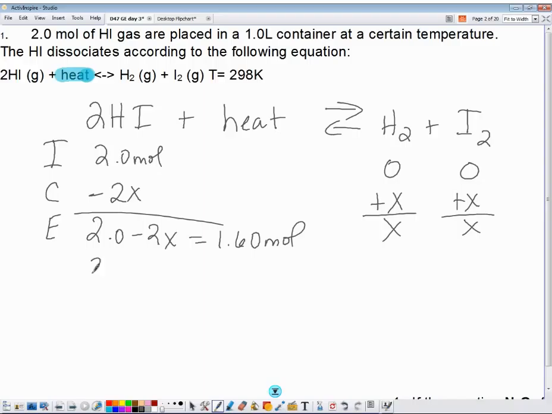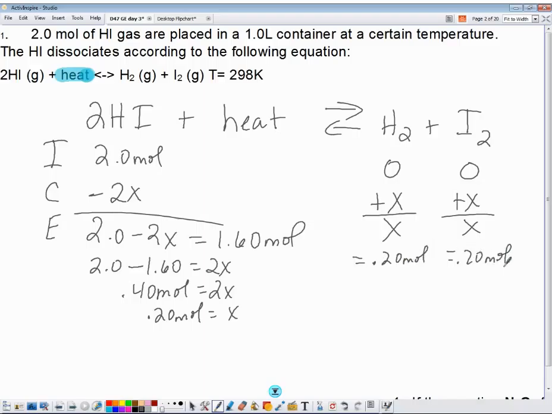So if I will do my math and say 2.0 minus 1.60 equals 2x, I'll discover that 0.4 moles equals 2x, and thus x is equal to 0.2 moles. Agreed? Okay, so now I know that this is 0.2 moles. And this is 0.2 moles, so I know everybody's mole value at equilibrium. I know that I have 1.6 right here, I have 0.2 right here, and I have 0.2 right there. Agreed? Yep. So can I find the Kc value? Yes, you can. Yes, I can.